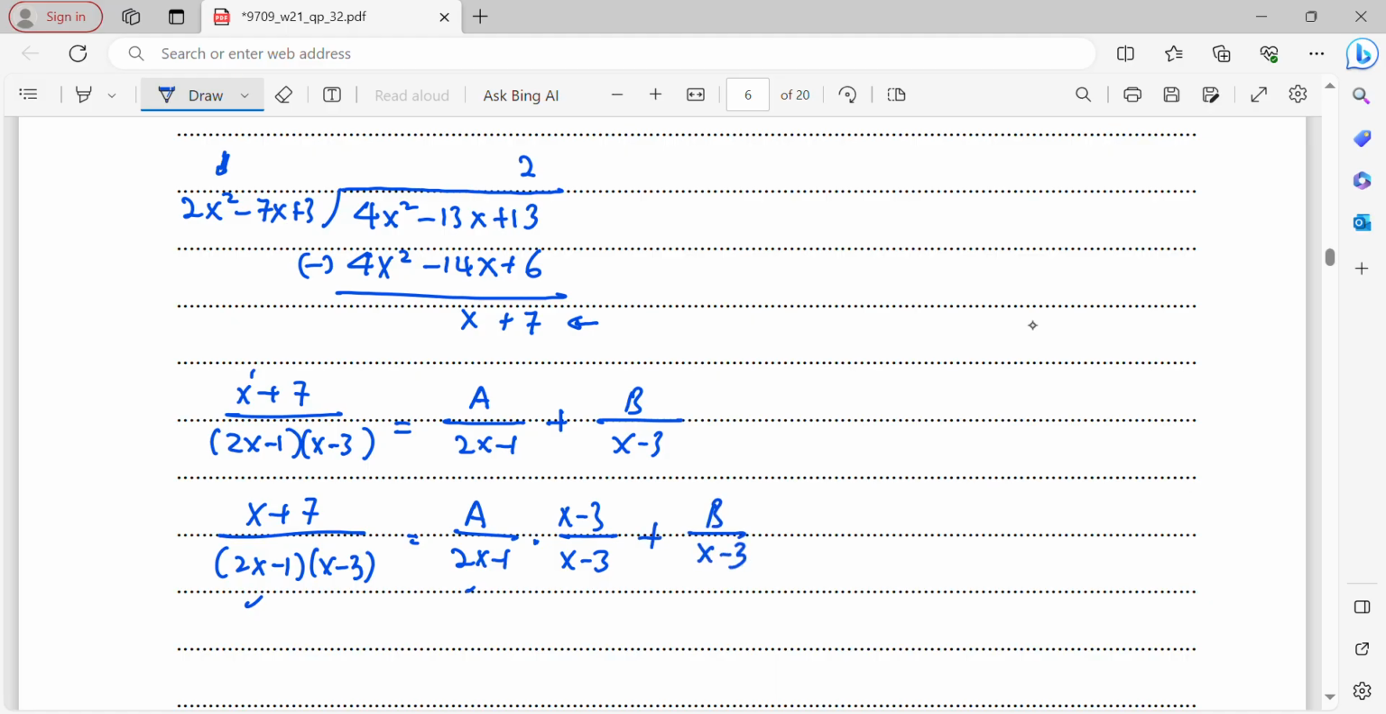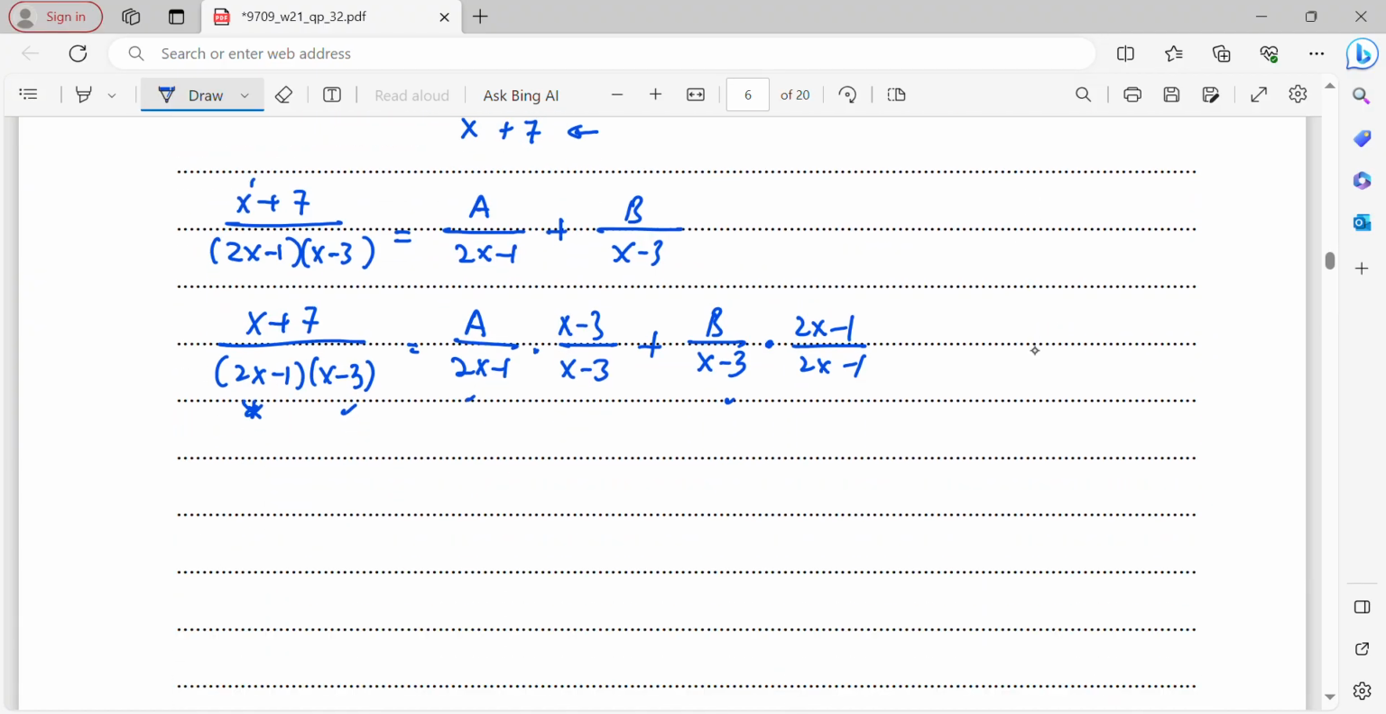And the same goes to the next term. It's going to be multiplied with 2x minus 1 because I already have x minus 3. So I times 2x minus 1, then divided by 2x minus 1. Okay, so now I will cancel off all the denominators because they are the same from left and right side. And I will just consider the numerators. Then I will be getting x plus 7 equals to a multiplied with x minus 3 plus b multiplied with 2x minus 1. Now, to find the a and b, you can substitute any values for x, but the easiest way is just let the factor be 0.